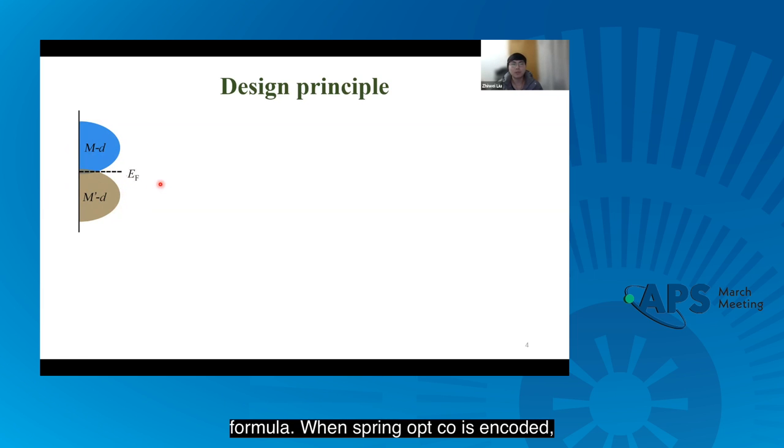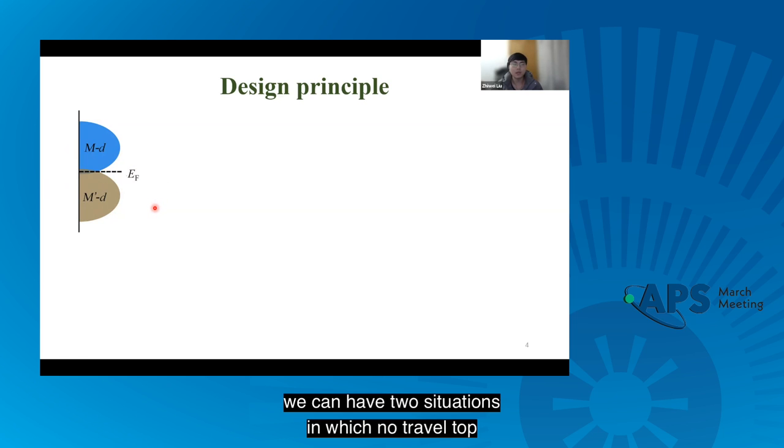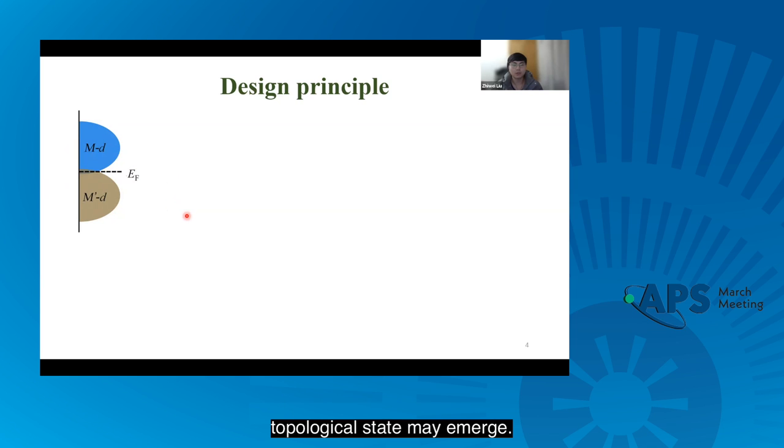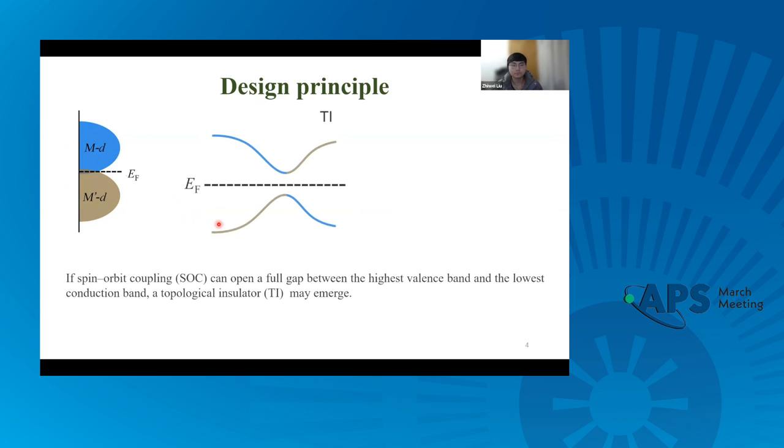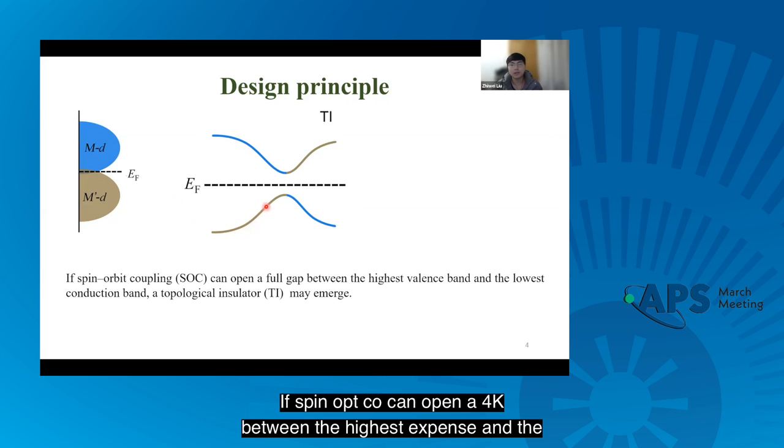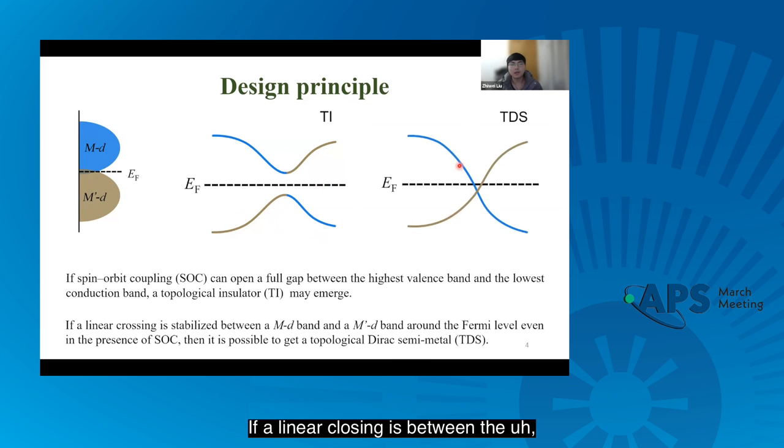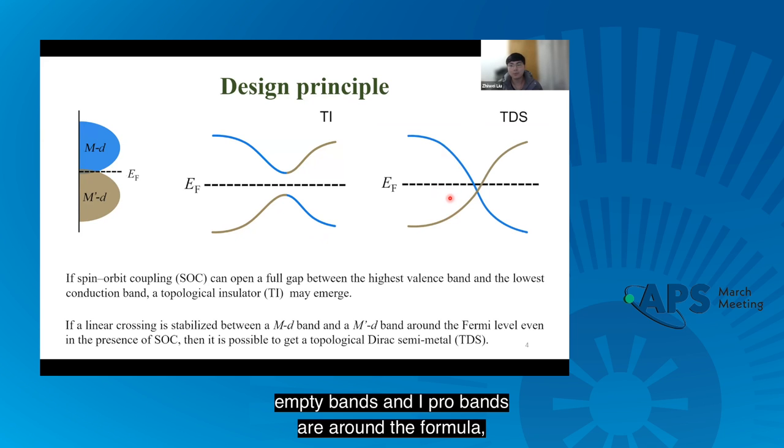When spin orbit coupling is included, we can have two situations in which a non-trivial topological state may emerge. If spin orbit coupling can open a full gap between the highest valence bands and the lowest conduction bands, a topological insulator may emerge. If a linear crossing is stabilized between the M d bands and M' d bands around the Fermi level, even in the presence of SOC, then it is possible to get a topological Dirac semimetal.